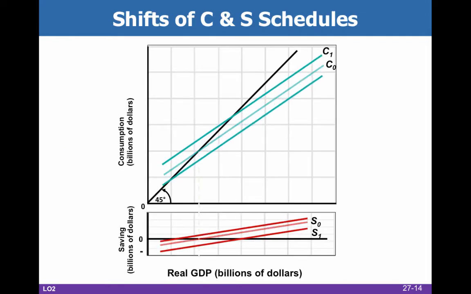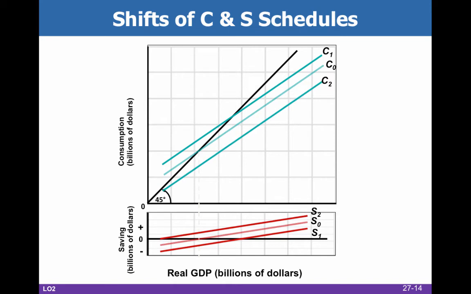So you see now our shifts of the schedule. When some of those determinants shift, you can see that obviously the reference line remains the same, but our C and S will change. Okay, so here we are saving more, and here we are saving less.